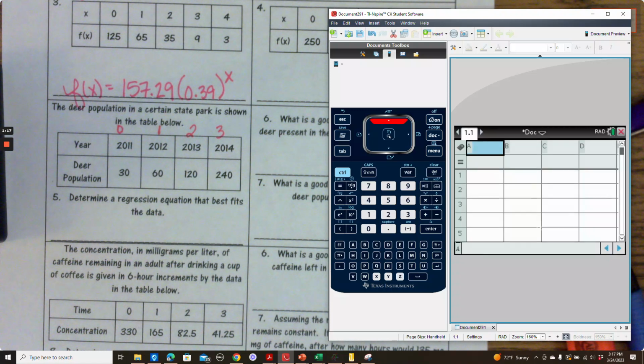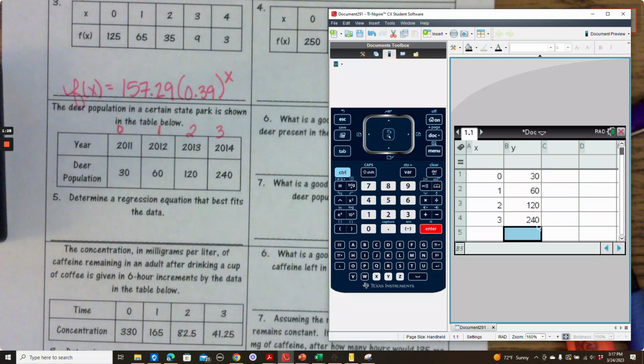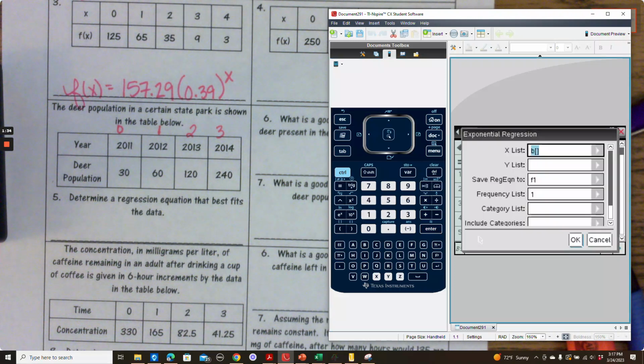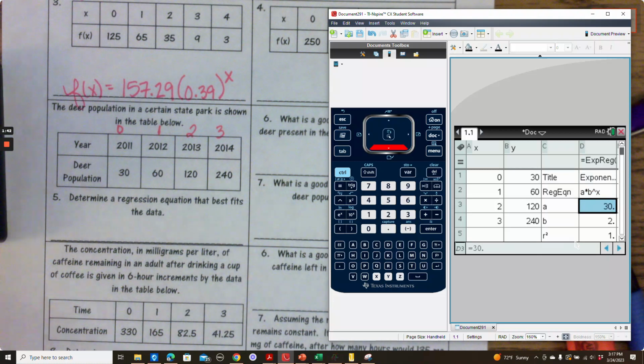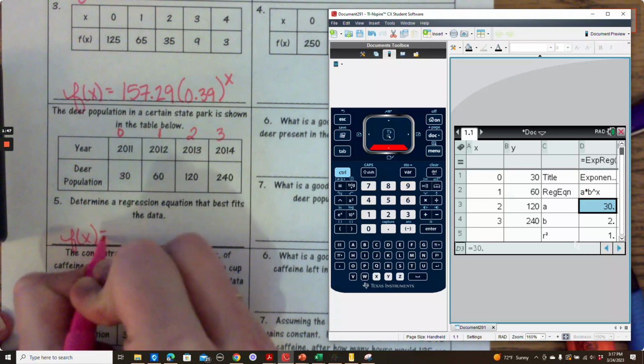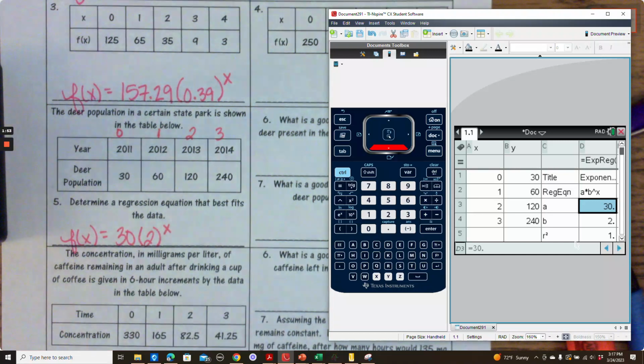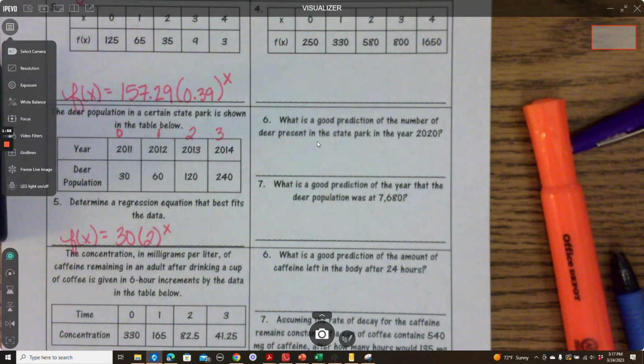All right, so we're going to go to lists and spreadsheets. X next to the A, Y next to the B. Put in my new X values, and then the Y values stay the same. Those don't have to change. All right, it's menu 41A. Change the X list to X, the Y list to Y. Hit OK, and then write your equation down. f of x equals, so the A value is 30, the B value is 2. That's the easy part. Here's where it gets tougher.